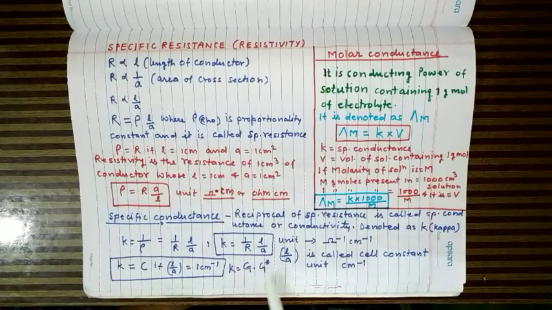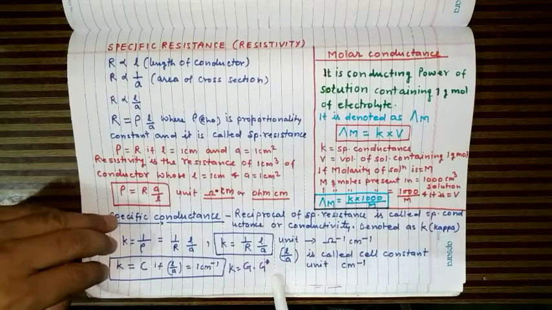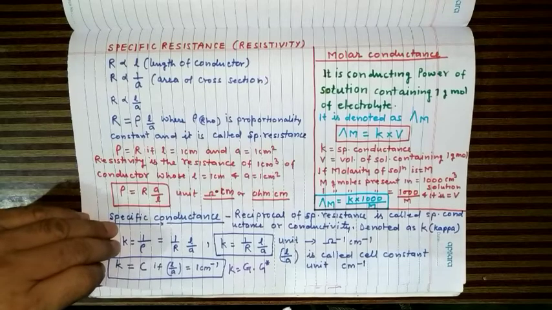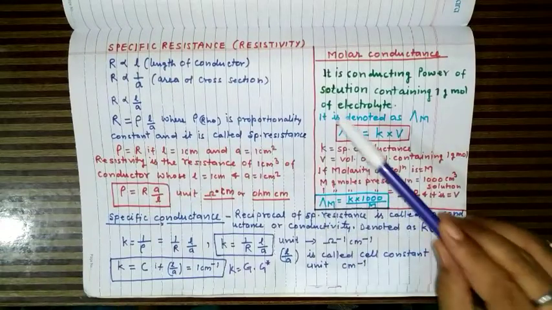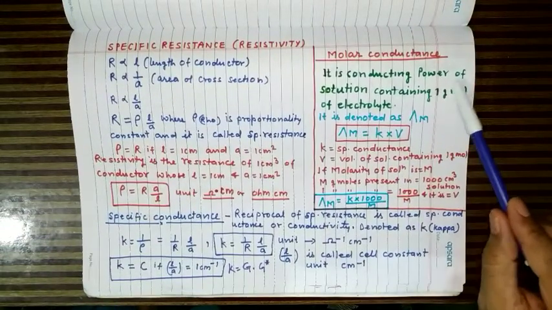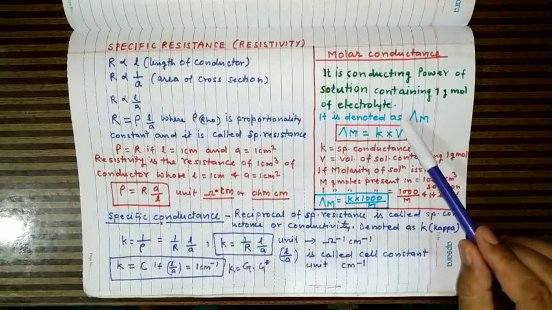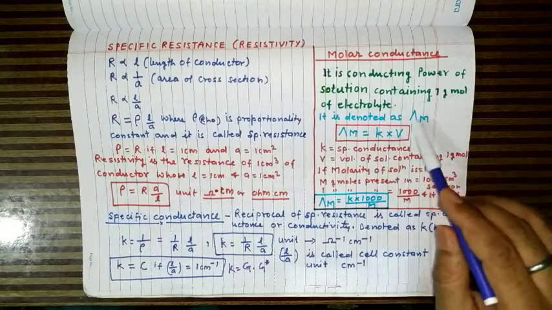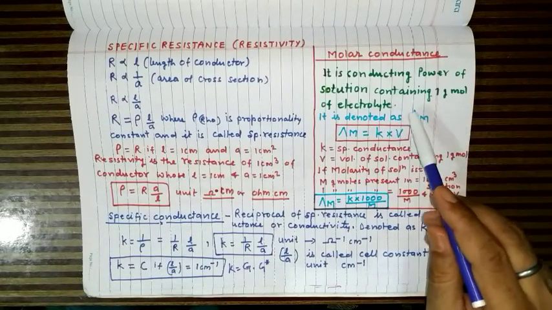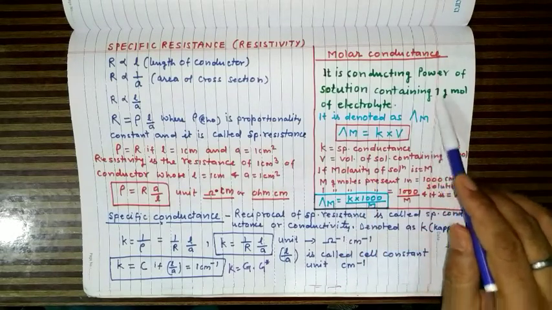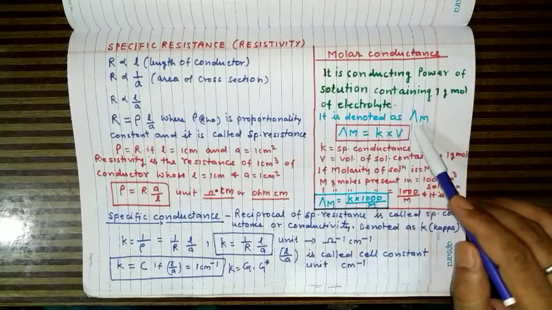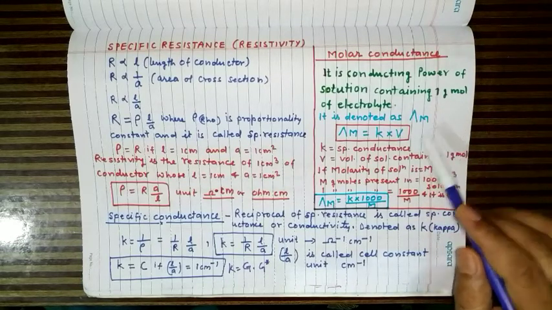Now what is kappa? Specific conductance is the conductance of 1 centimeter cube of the material whose length is 1 centimeter and area of cross section is 1 centimeter square. Now if we take another term, that is molar conductivity, it is the conducting power of a solution containing 1 gram mole of electrolyte, such that the 1 mole of electrolyte is completely dissociated in the medium. It is denoted as lambda m. So it is the conducting power of all the ions produced from 1 gram mole of electrolyte.